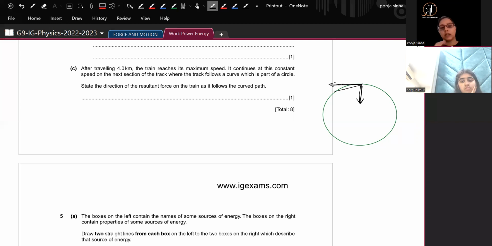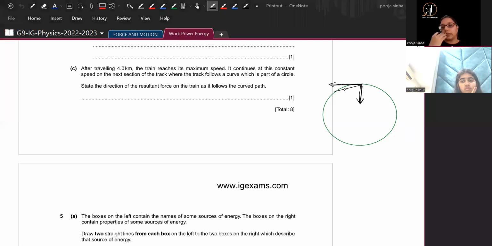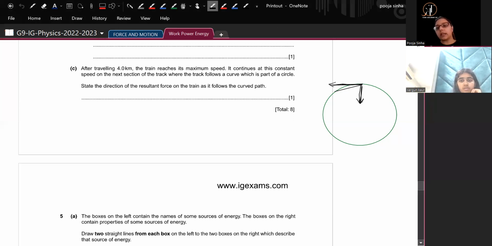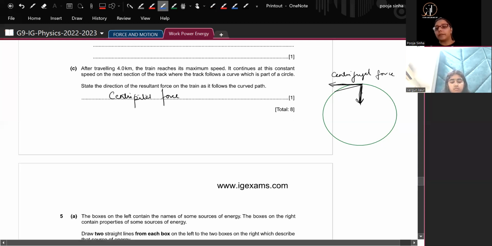Correct. So this is asking us, state the direction of the resultant force on the train as it follows the curved path. So direction of the curve is जो कि अंदर की तरफ जो फोर्स आता है towards the circle आता है उसको हम बोलते हैं centripetal force. So what is the force towards the side, which is the centripetal force. And जो बाहर की तरफ उसको लेके जाता है ना, that is the centrifugal force. याद रखना, जो अंदर की तरफ आ रहा है that force is centripetal. So this one is what? The centripetal force. Clear? Yeah.